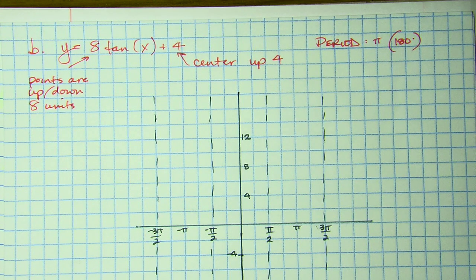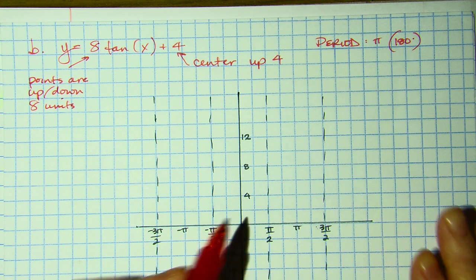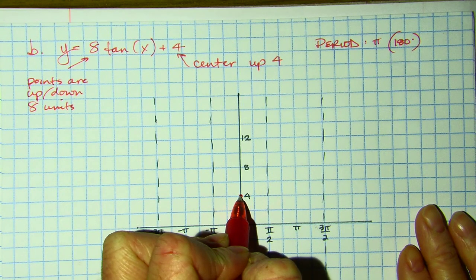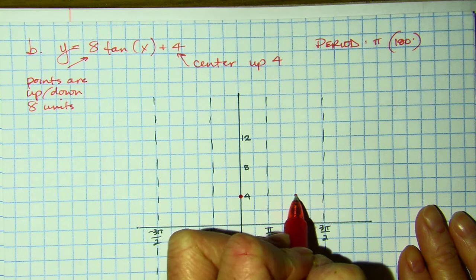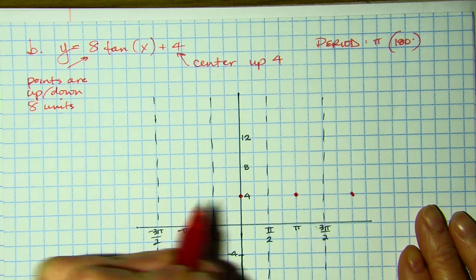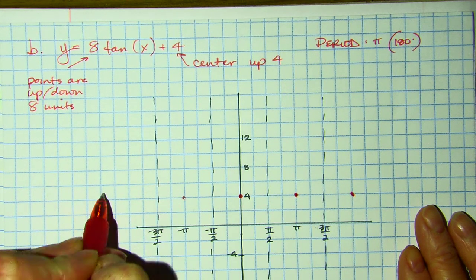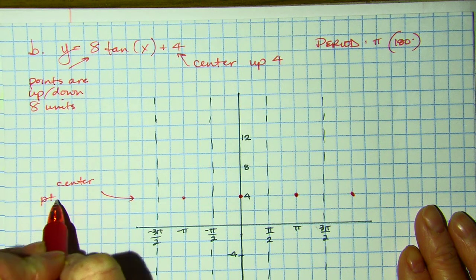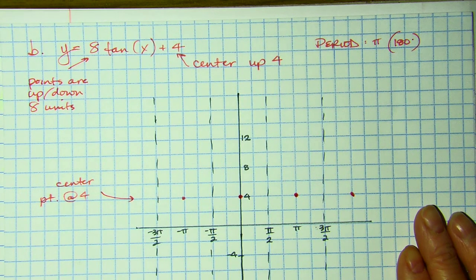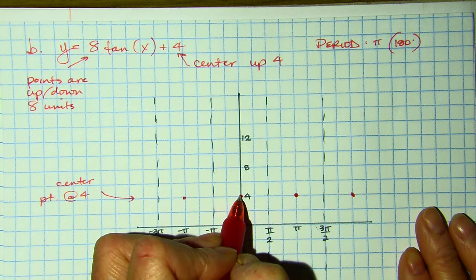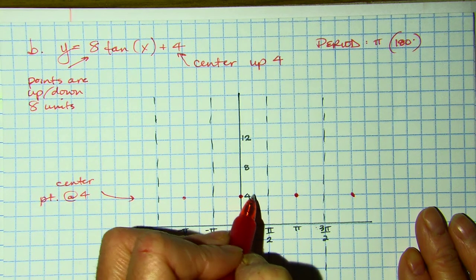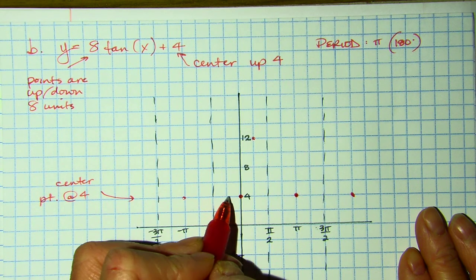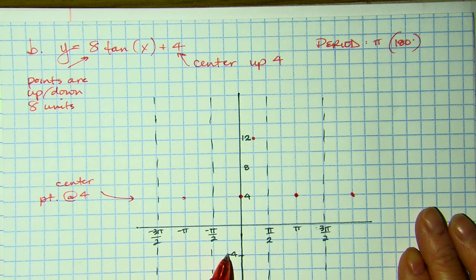Again, my period did not change, but my center, instead of being at 0, 0, is up at 4. So here's my center. And so there's a point here in the middle, a point here in the middle. Notice the center point is at 4. Okay? Now, from the center point, I'm going to go to the right one, but up 8. 2, 4, 6, 8. From here, over 1, but down 2, 4, 6, 8.